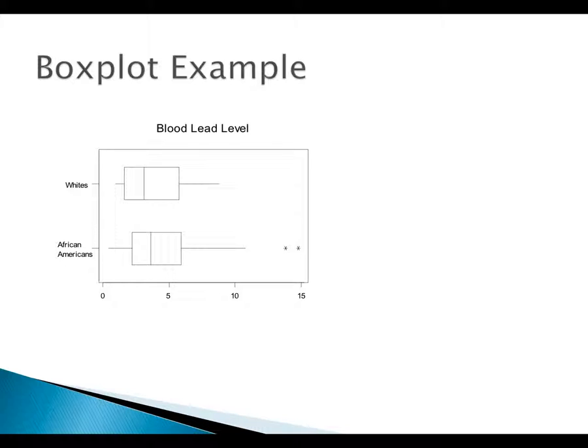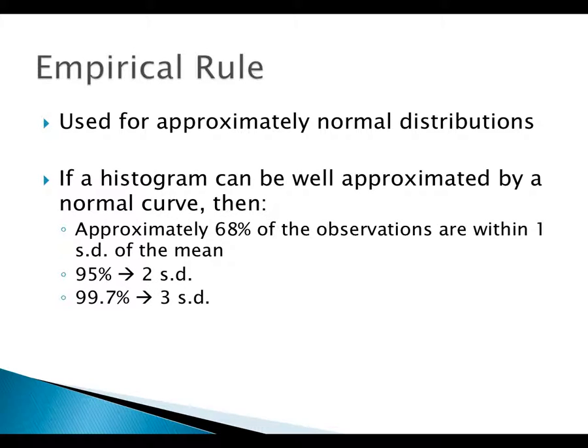I would probably say the middle 50% of the African American distribution is contained within the middle 50% of the white distribution. The upper 25% of the white distribution is contained within the upper 25% of the African American distribution. Thank you. We get the point. Just a few comparisons. You don't have to talk about every single part of the box.